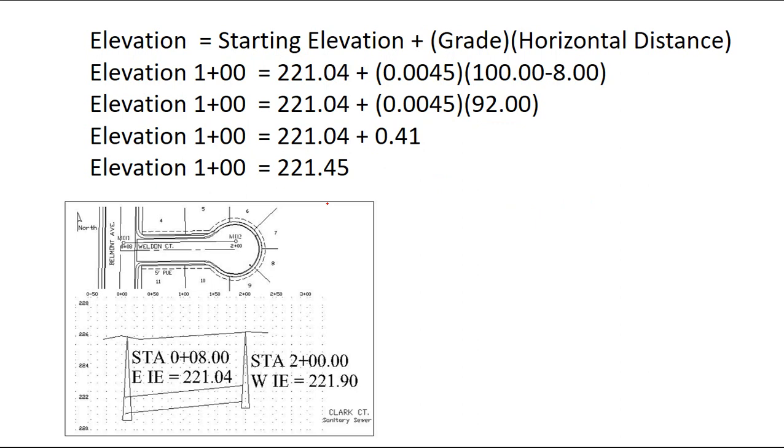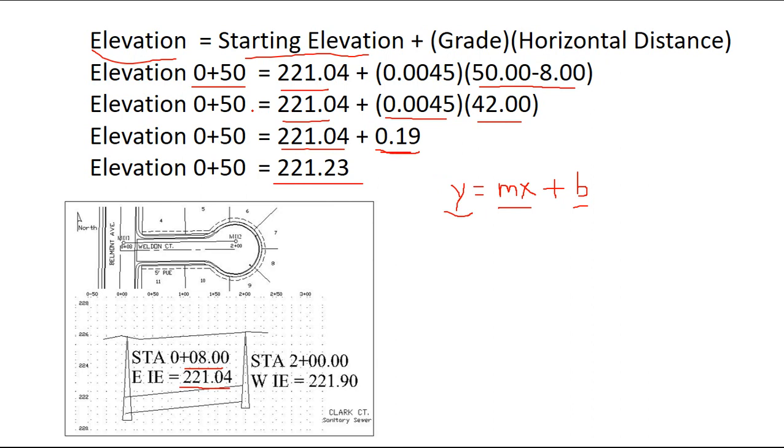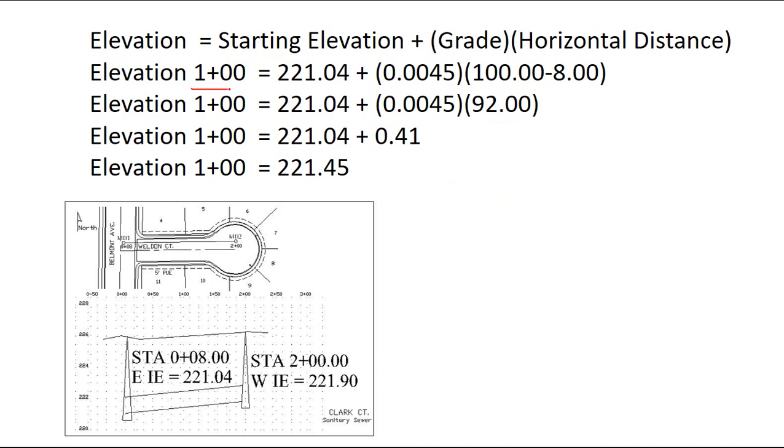All right, we can do that for the other two stations. So the procedure is the exact same thing as we did before, with the one exception that we have a different distance. So if we want to find the elevation at 1 plus 00, we find the horizontal distance between 1 plus 00 and our starting station of 0 plus 08, or 8 feet. So 100 minus 8 is 92 feet. So we're going 92 feet down the line to get to this station 100. So we're starting there and we're just heading down here now.